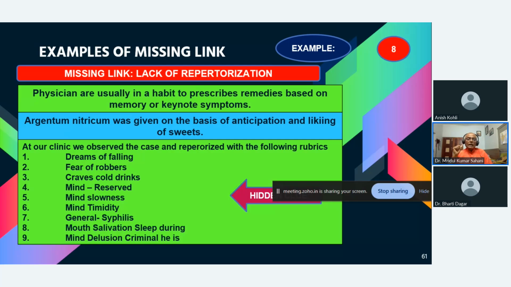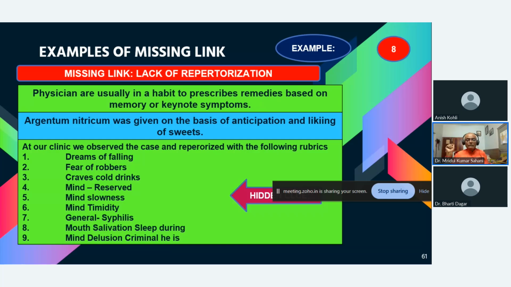Physicians are usually in the habit of prescribing remedies based on memory. Argentum nitricum was prescribed on the basis of anticipation and the liking of the patient. This was without repertorization. The doctor felt that it was anticipation and sweet desire, so he prescribed Argentum nitricum.